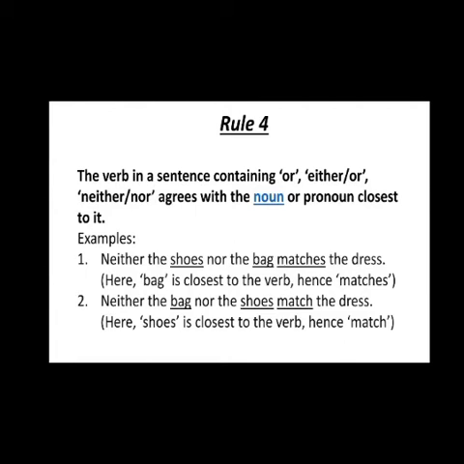So here is rule 4. The verb in a sentence containing or, either-or, neither-nor agrees with the noun or pronoun closest to it. Sometimes there are two subjects, two nouns. So what will we do? The closest subject will be addressed by the verb.